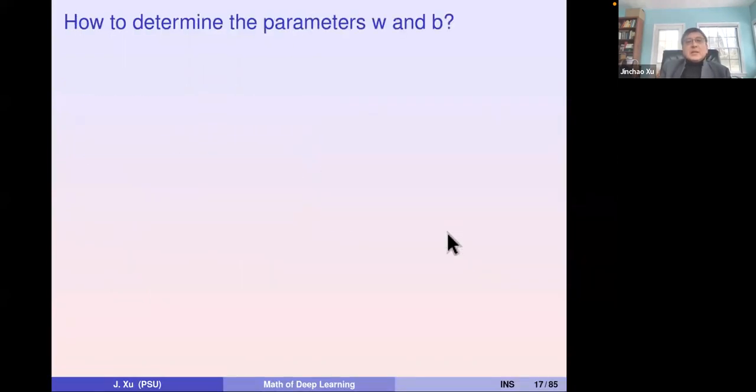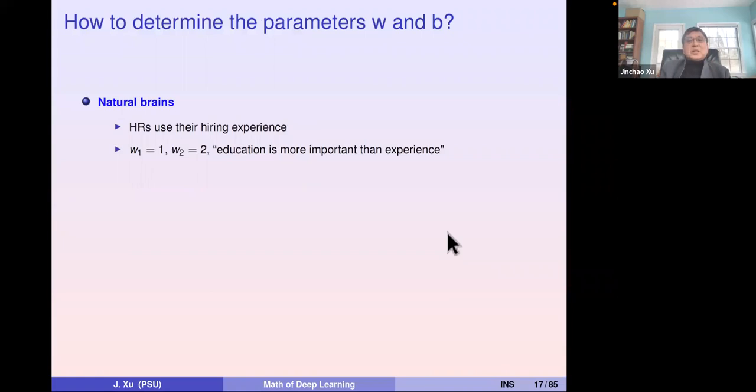And now the question: okay, I say that, but maybe you choose based on your... how do you actually determine this weight? You're talking about the human resource people, maybe using their hiring experience. For example, I take W12 equal to or greater than one. That means maybe you believe education is more important than experience.